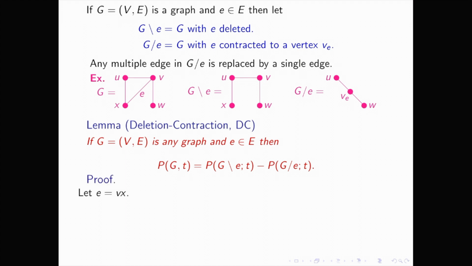Just to give things names, suppose E is the edge going from V to X. And now I'm going to get rid of the minus sign by bringing the G with E contracted over to the other side of the equation. So I'm going to prove this in the form that the chromatic polynomial of G with E deleted is the chromatic polynomial of G plus the chromatic polynomial of G with E contracted.